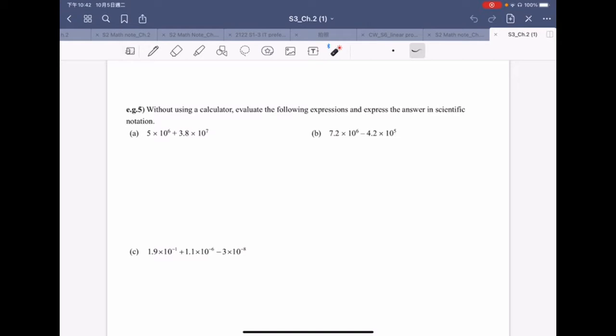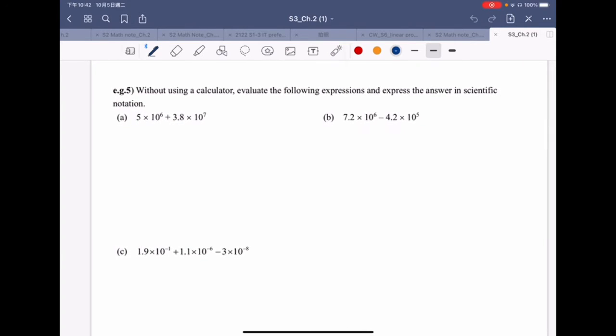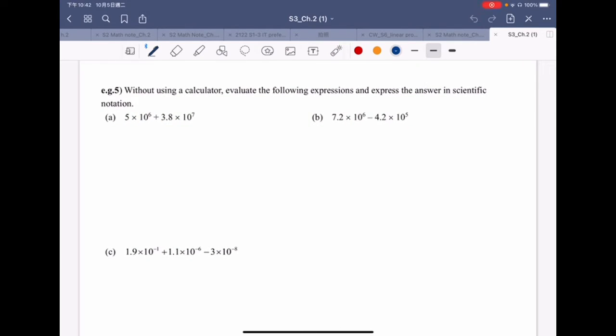Today we continue with the question regarding addition and subtraction. Part 5a. For an addition problem, these are the two numbers. Just like if I ask you 5a to the power 6 plus 2a to the power of 7, what can you do?